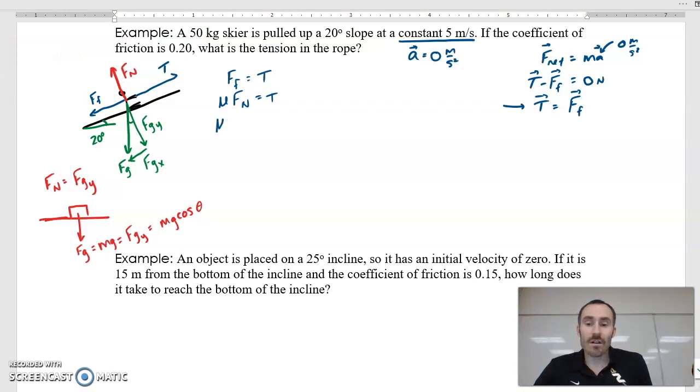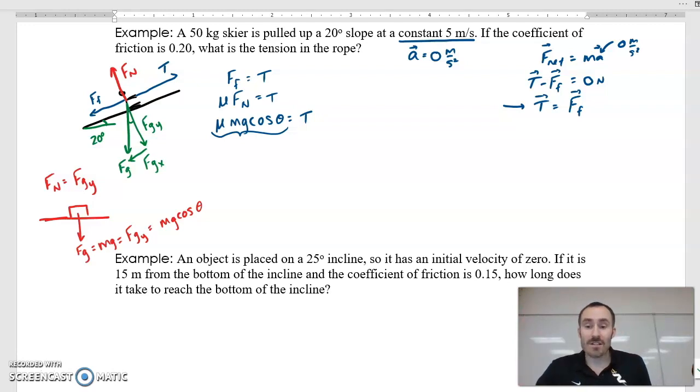So coefficient times mg cosine theta is equal to the tension. So this is our new formula for the normal force on an inclined plane specifically. You can remember that if you want. You can also derive it each time because you need to remember that the normal force is equal to the force of gravity in the y direction.